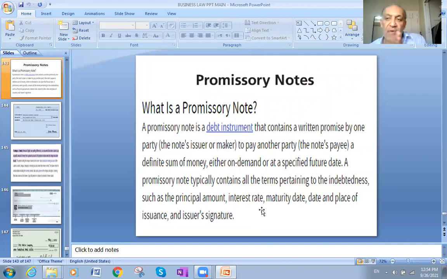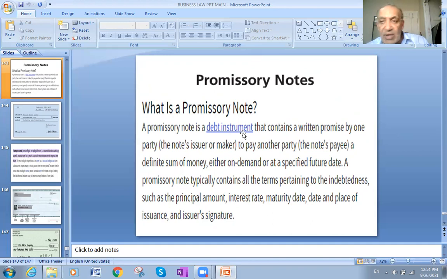So we finished talking about the check. We talked about the bill of exchange. And now the time comes to talk about the promissory note. What is a promissory note? A promissory note is a debt instrument, which means that we use it for settling financial dues.